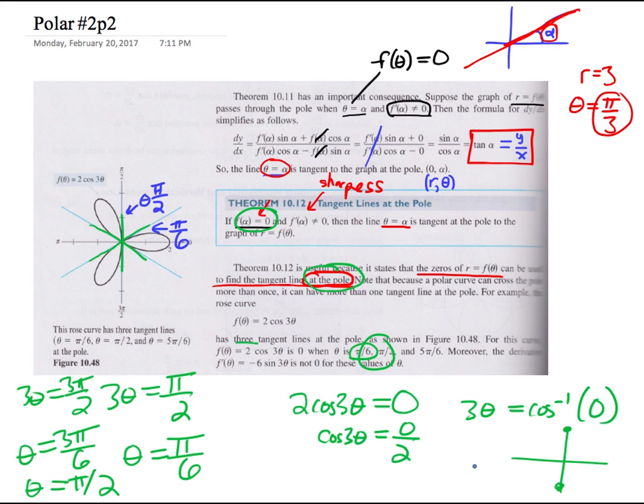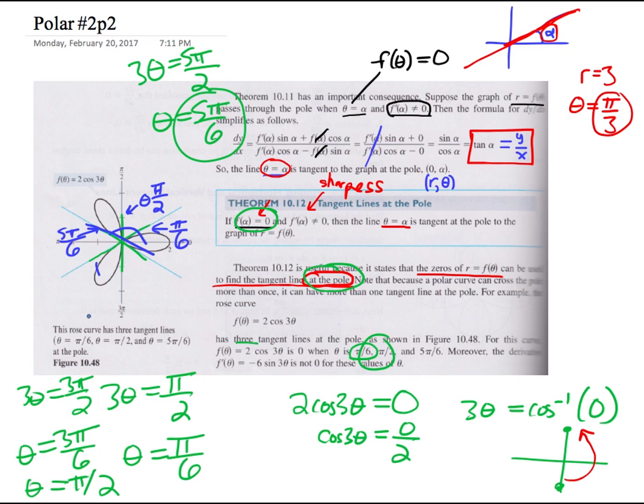So then where else could this be true? Well, we could keep going. We could say then around again, that would be 5 pi over 2. So let me just do that one up here. So that would be 3 theta equals 5 pi over 2. So then that would be theta equals 5 pi over 6. Is that looking like this guy? Oh, no, that's the pi over 6 one. This guy right here is 5 pi over 6. You can see that angle is 5 pi over 6. So there you go. This shows you how to translate zeros into tangents at the pole.